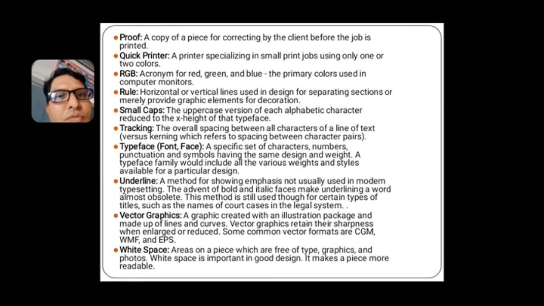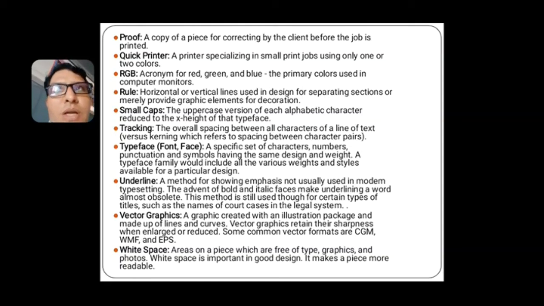And next one is the typeface. Here the typeface is nothing but a font face, a specific set of characters, numbers, punctuation and symbols having the same design and weight. The typeface is a font as well as a face. It specifies that a particular character, number, punctuation or symbol is within that design and height. If you are taking Times New Roman, it has to be entirely Times New Roman. Got it? So that is exactly what a typeface is.